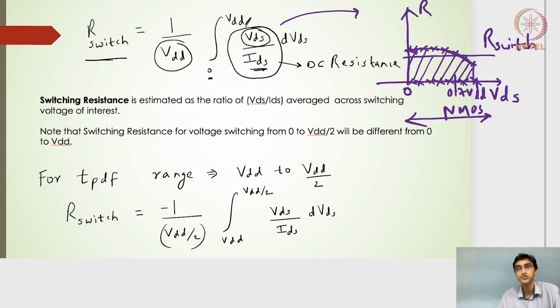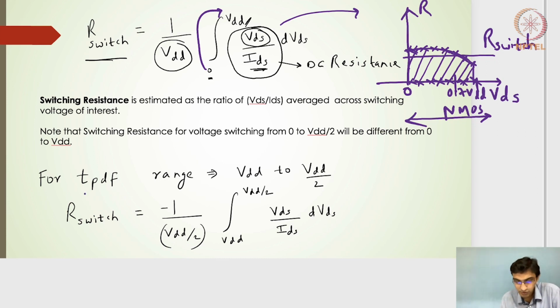Hope you understood this aspect of the switching resistance, which we are going to incorporate into our RC equivalent model for transistor based circuits. So this is what the definition says. If we are interested in the propagation delay, falling or rising, the range will not be 0 to VDD. It will be either VDD to VDD by 2 or 0 to VDD by 2, wherein the switching resistance is for 0 to VDD by 2 or VDD to VDD by 2.